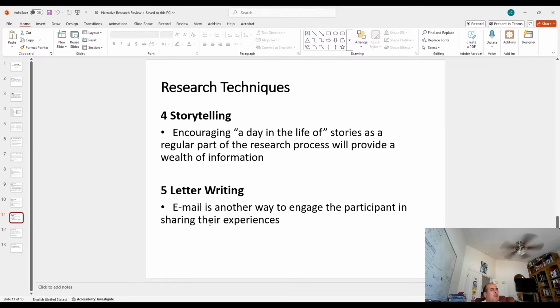Letter writing, with email being another way to really engage participants, to maybe post questions through email and have them respond via email. And nowadays, I'm as much texting as I am on the actual phone. And so for me, this would be a good way to get the actual text data, even though I do make a lot of mistakes when I text. I'm a very heavy texter.